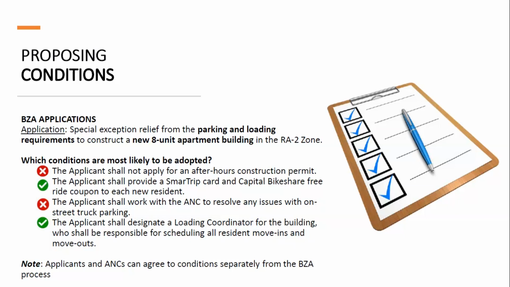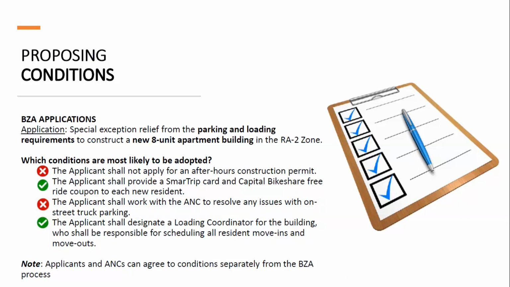The applicant shall provide a SmartChip card and Capital Bike Share free ride coupon to each new resident. This one would be considered by the board since it's more specific and intended to mitigate any impacts from the parking relief that's being requested. The next one, the applicant shall work with the ANC to resolve any issues with on-street truck parking. This probably would not be adopted, worded exactly like this, since it's really too general of a condition to be enforced, similar to what I mentioned on the previous slide.